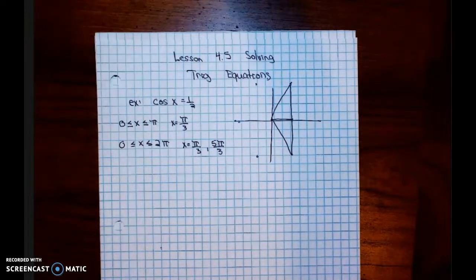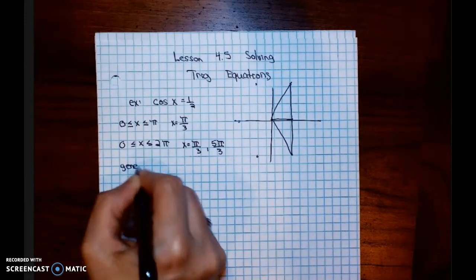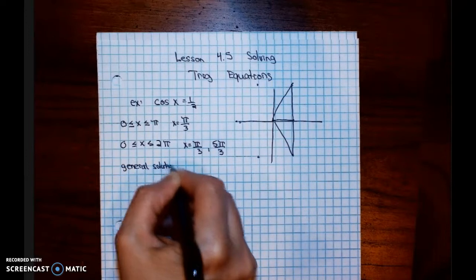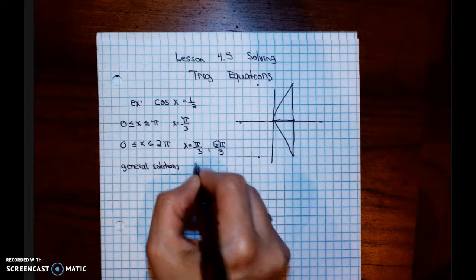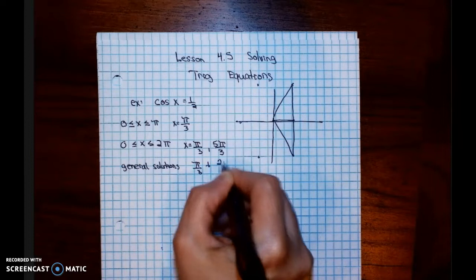Finally, we could take it one step further. They could ask for general solutions, which means all of the solutions. I'm not going to restrict you just between 0 and 2 pi. We know that we can continue on around that unit circle again and again. Those are called the general solutions. We would write that as pi over 3 plus 2 pi n.